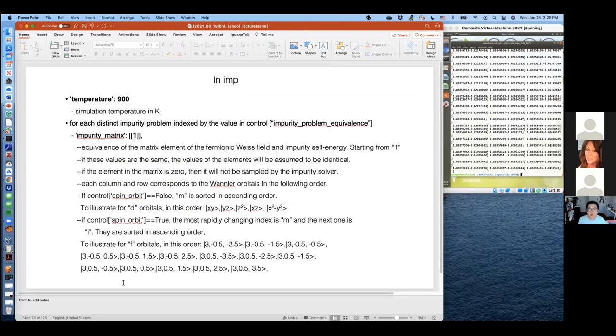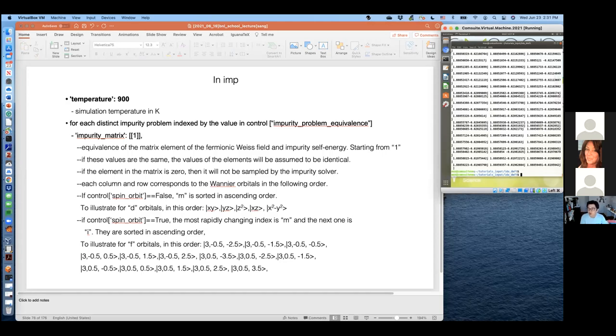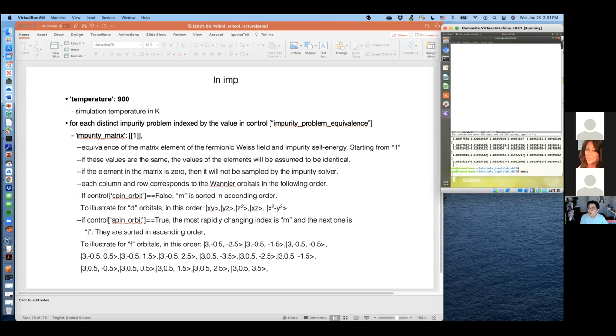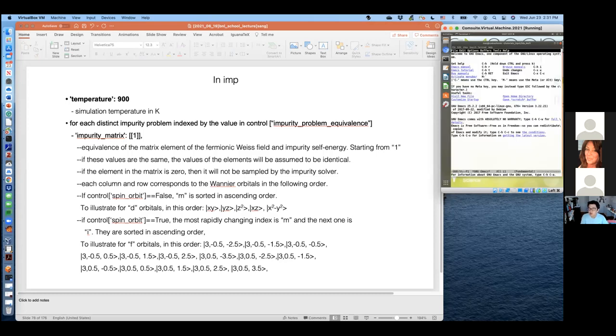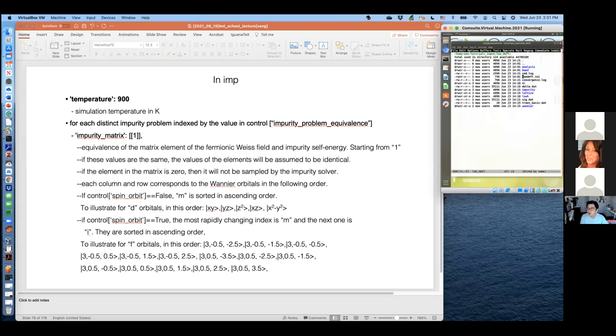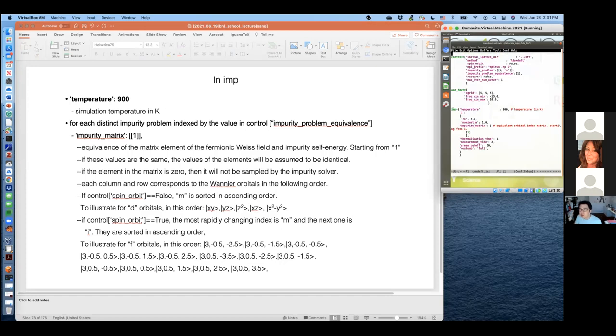There is also another Python dictionary, that is the impurity dictionary. In the impurity dictionary, if we go to the input file here, I will open Emacs. This is not what I want. In the input file here, if we go into the first input, the first important key is the temperature. It just tells us what temperature we do the simulation at. This is in units of Kelvin.